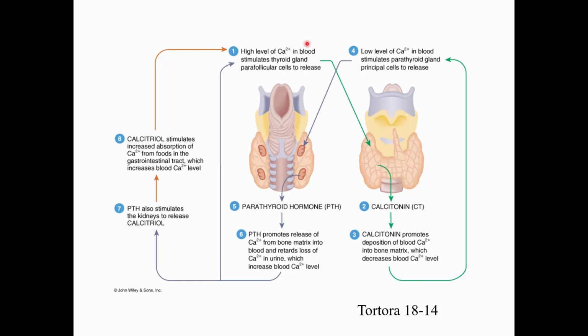If you have a high level of calcium, that stimulates the release of a hormone called calcitonin. Calcitonin is very active in children. It's active in pregnant women. And calcitonin is a hormone that promotes the deposition of calcium in the bone matrix. So then if you take high calcium and you put it in the bone, then that gets the calcium level back to where it should be.